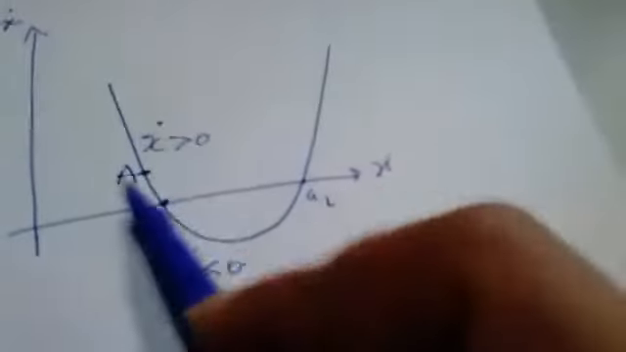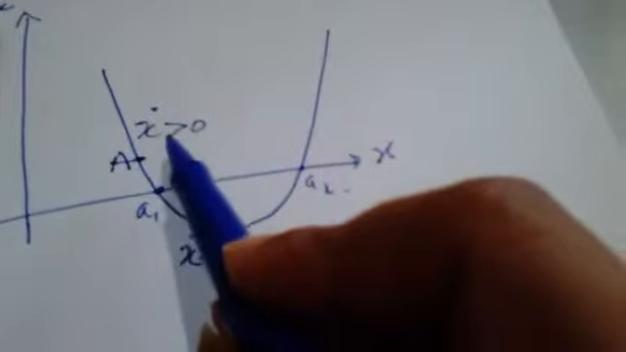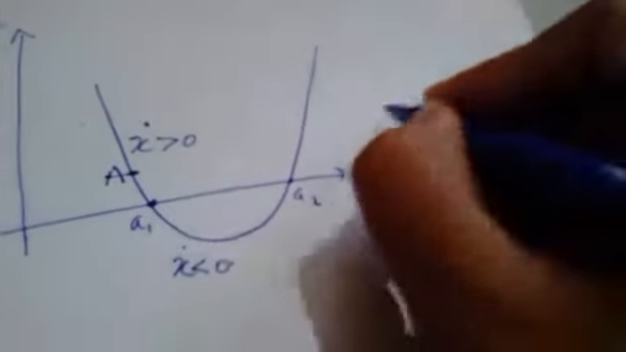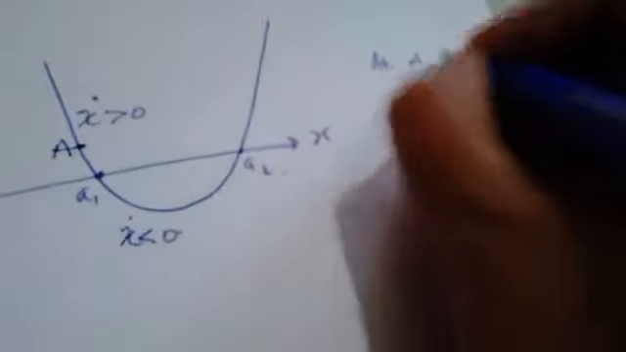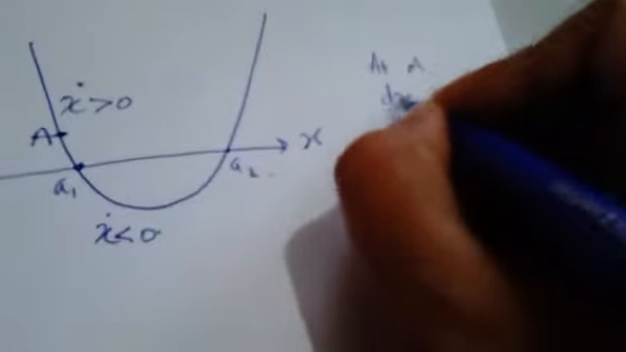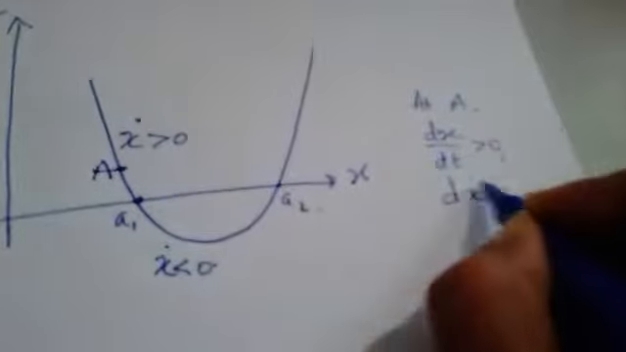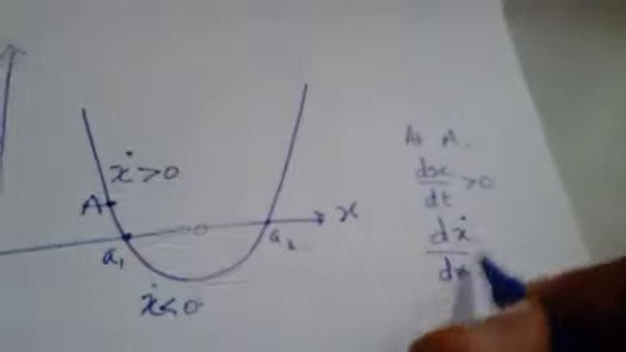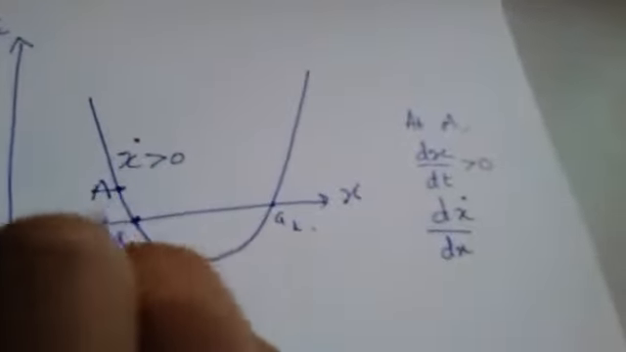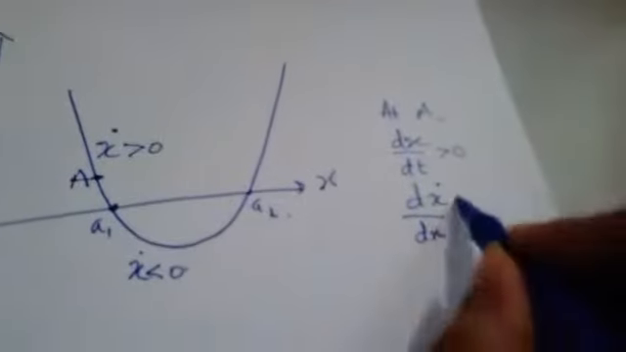Okay. Now what is the characteristic of A? First of all, at A, x dot is positive, or dx by dt is positive, which is to say that as time passes, as t increases, x also increases. So if x increases, then let's see what is going to happen. Now at A, we also have that dx dot by dx, the slope of the curve, is negative.